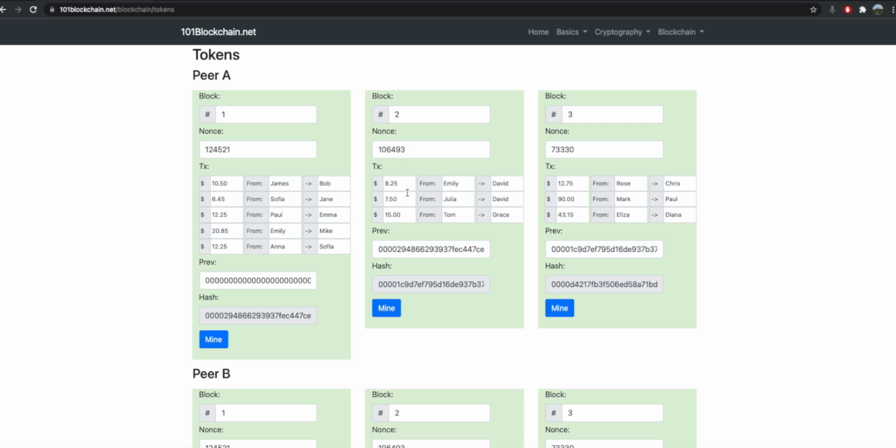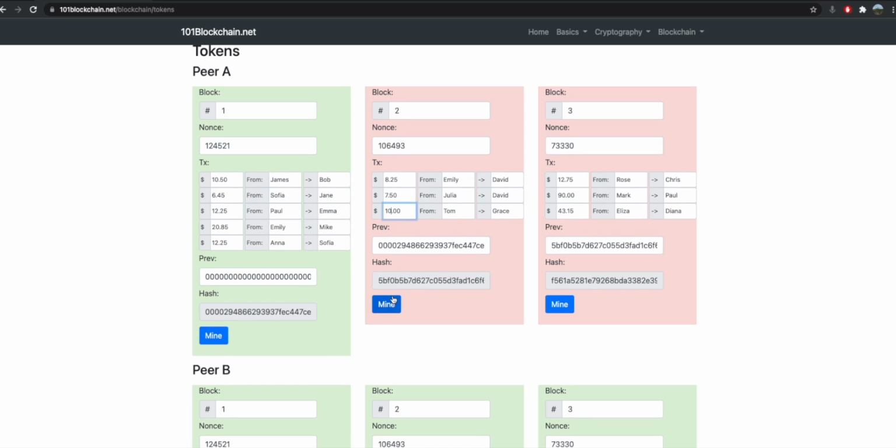So instead of saying that Tom sent $15 to Grace, we now tamper with it and change it to 10. Once again, we see that this copy of the chain becomes invalid because the hash values do not meet the leading zero criteria. So let's fix the chain and remine the affected blocks. Remine that, remine this one.